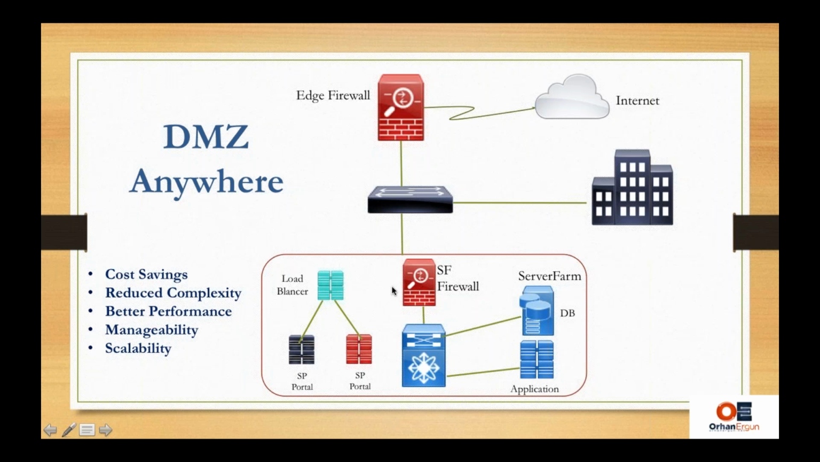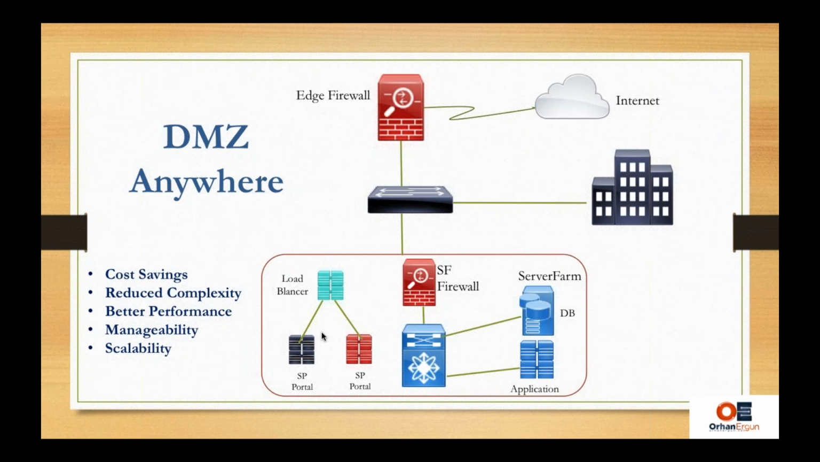So to do that, we need some technologies, right? You can use a lot of technologies to achieve that, but one of the most important technologies is microsegmentation. Yes. Before you start the microsegmentation talk, let's talk about cost saving, or reduced complexity, better performance, manageability. All of them actually, maybe we can talk about why.